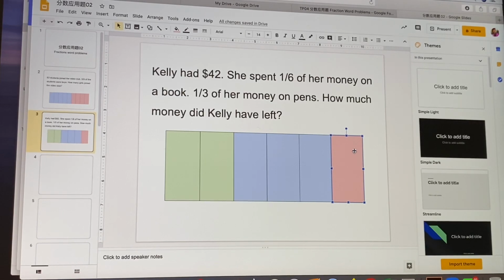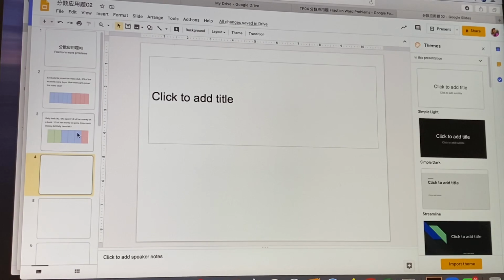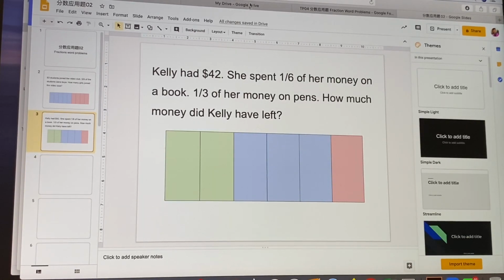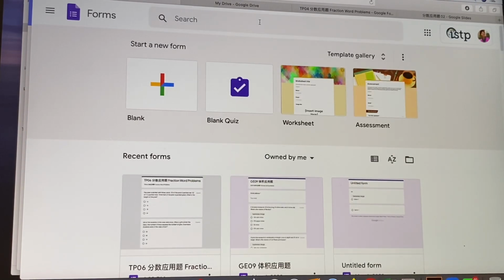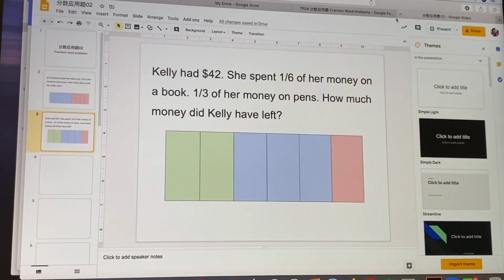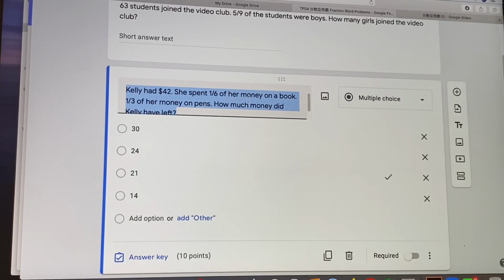42 divided by 6 is 7. So this is 7. This is 7. Let's see our answer if we are correct. Correct.